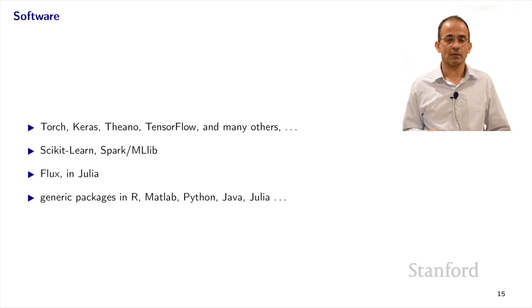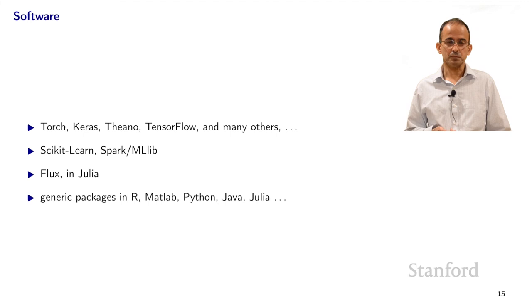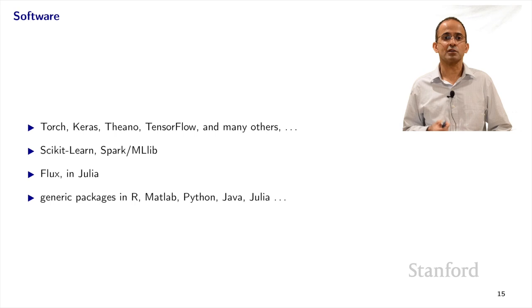I should say a word about software. Much effort has gone into developing machine learning software. Here I list Torch, Keras, Theano, TensorFlow, Scikit-learn, Spark, MLlib, Flux. These are all different packages for doing machine learning. They're in all different languages. They're in R, MATLAB, Python, Java, Julia. We're going to be using Flux in Julia.